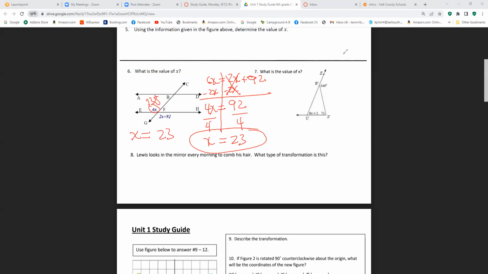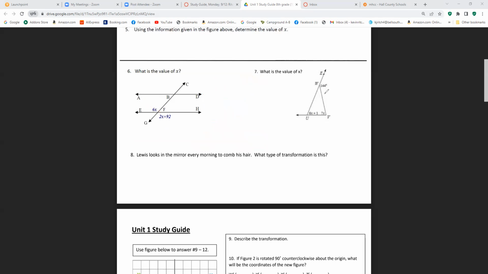All right, number 7. What is the value of x? So I know the triangle exterior angle theorem tells me that the sum of the 2 interior angles is equal to the exterior angle. So I'm going to set 6x plus 1 plus 7x equal to the exterior angle, which is 144 degrees.